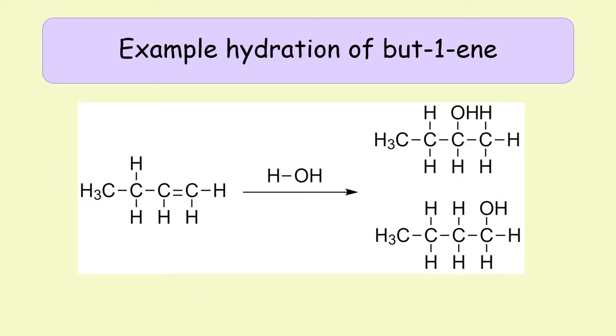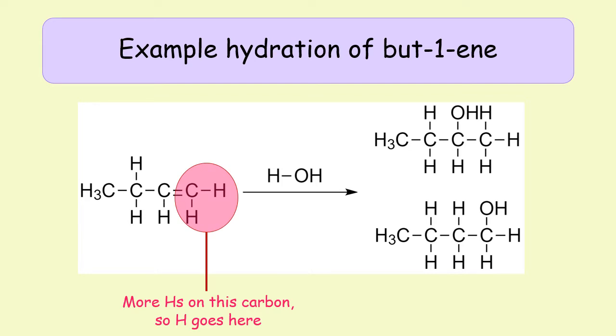So here's an example of a hydration reaction on but-1-ene. Now, but-1-ene is not a symmetrical alkene. So as you can see, there are two possible products. We have got a butan-1-ol and we have got butan-2-ol as our products. Butan-1-ol at the bottom, butan-2-ol at the top.